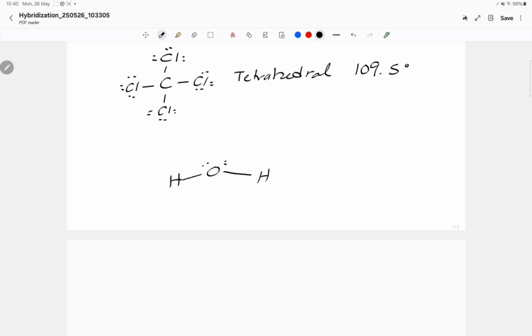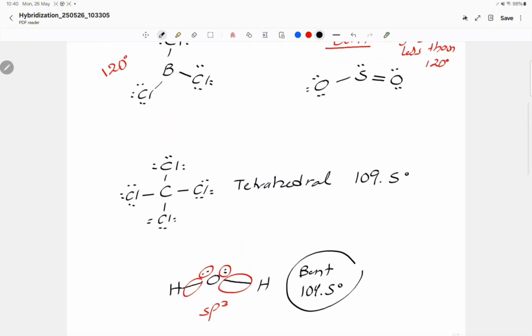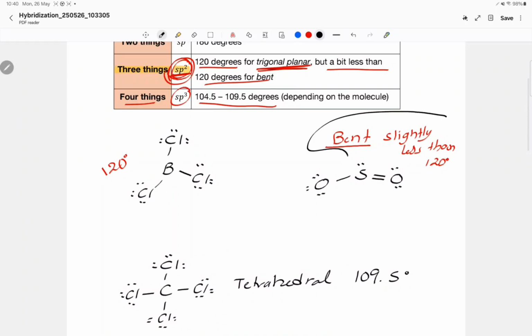But if I am discussing water, which has a bent geometry, it still has 1, 2, 3, 4. So it is still going to be sp3 hybridization. Water is going to be bent geometry, which will have 104.5 degrees. So as you can see, we have bent for water, and we also have bent for SO2, but they come at different angles. SO2 is slightly less than 120 degrees, while water is 104.5 degrees.